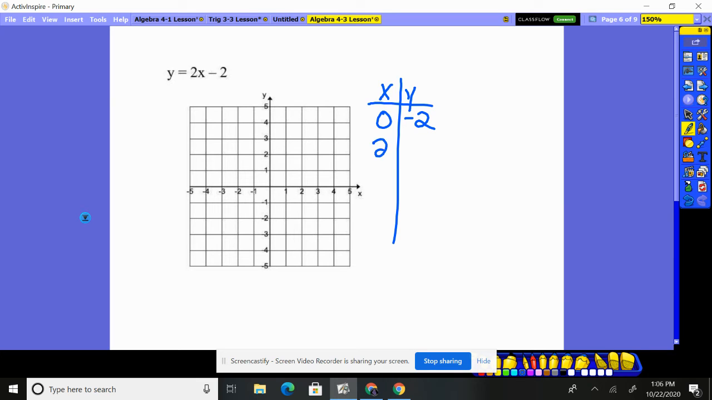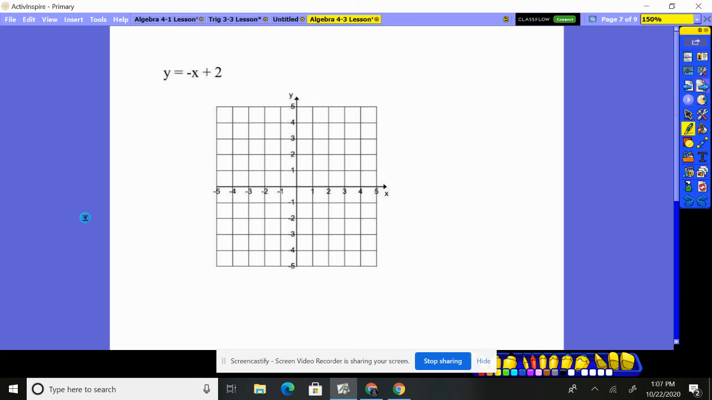What if I pick a positive 2 for x? 2 times 2 is 4. Minus 2 is 2. What about 3? 2 times 3 is 6. 6 minus 2 is 4. And we'll do one more. Let's pick 1. 2 times 1 is 2. Minus 2 is 0. All these points should be in a nice straight line. 0, negative 2. Over 0, down 2. Over 2, up 2. Over 3, up 4. And then over 1, up none. Oh yeah, they're in a great little line right there. And there I just connect them. Didn't do too great of a job there, but that's what we want.